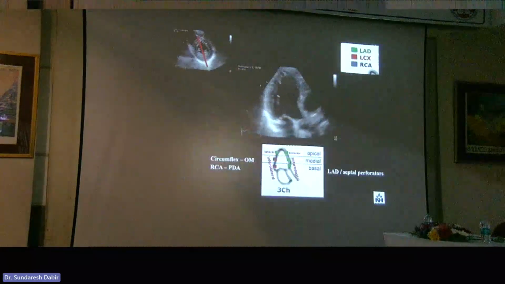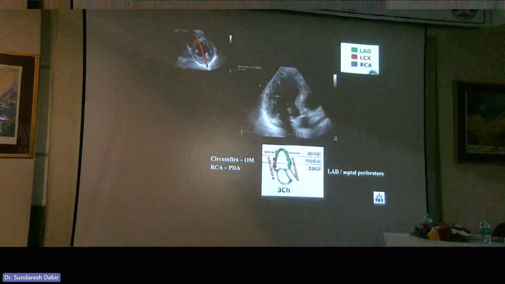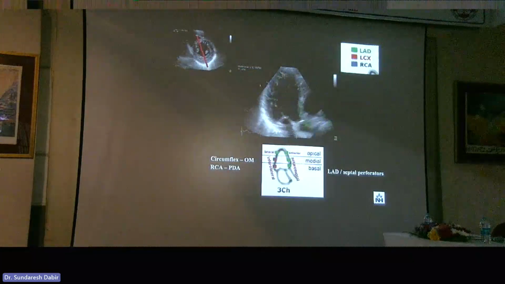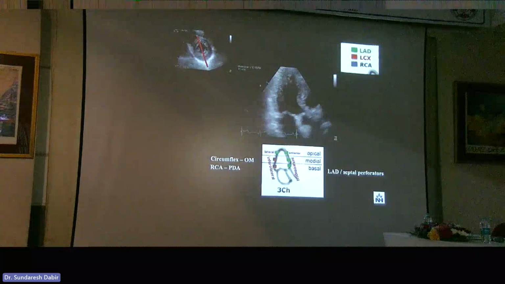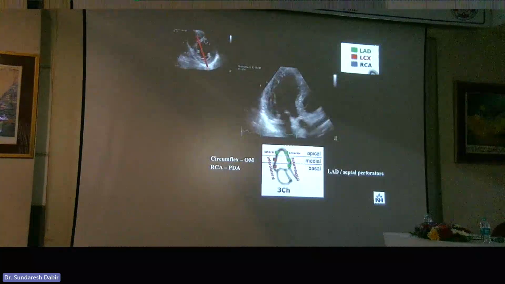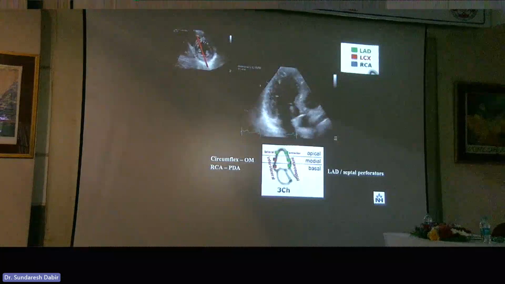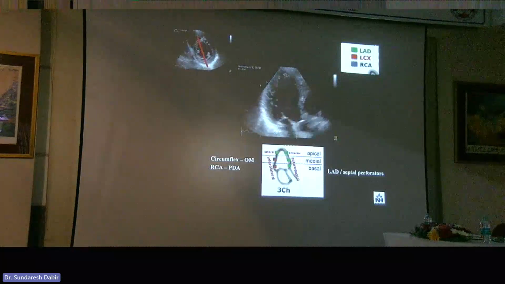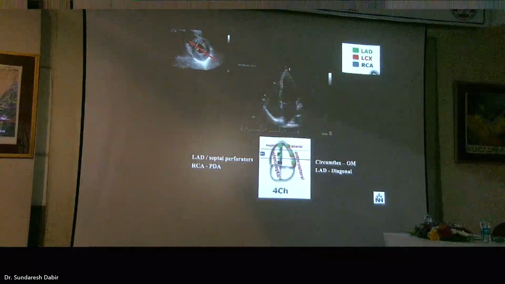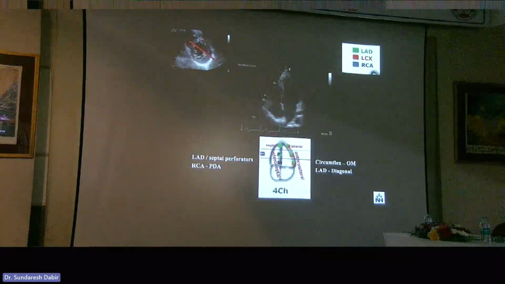Then the next view is going to be almost similar, your 3-chamber view, where you see the apex a little better. Otherwise nothing changes here, except that you see the apex, the true apex here, while in the long axis, you don't see the true apex. So you never talk about the apex in the long axis. The other important view is the 4-chamber view.